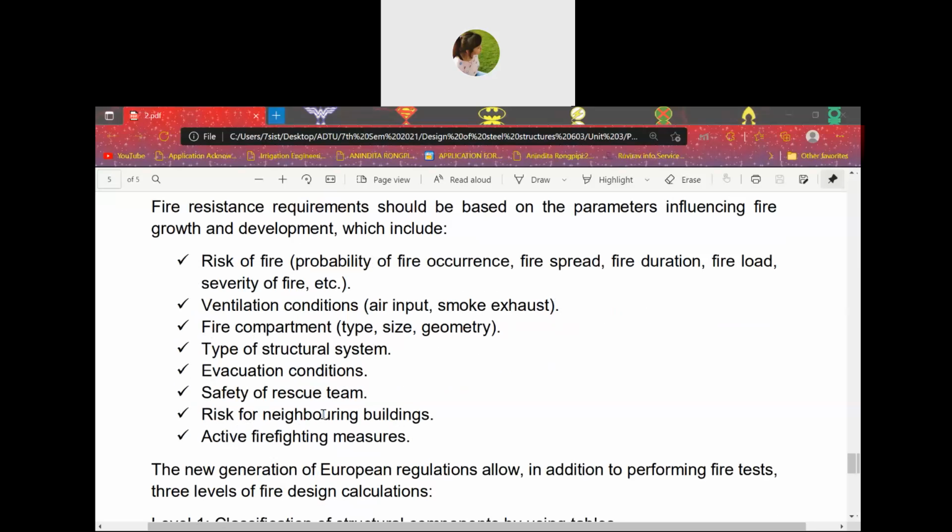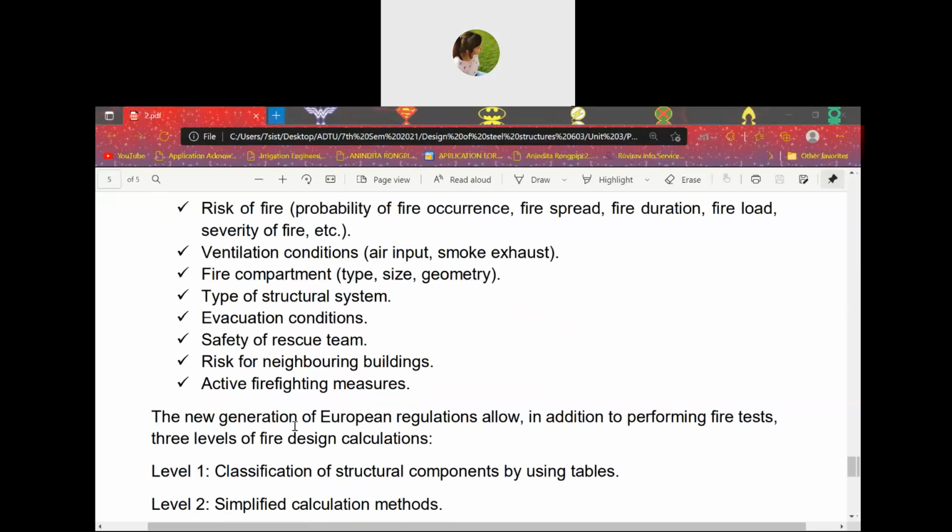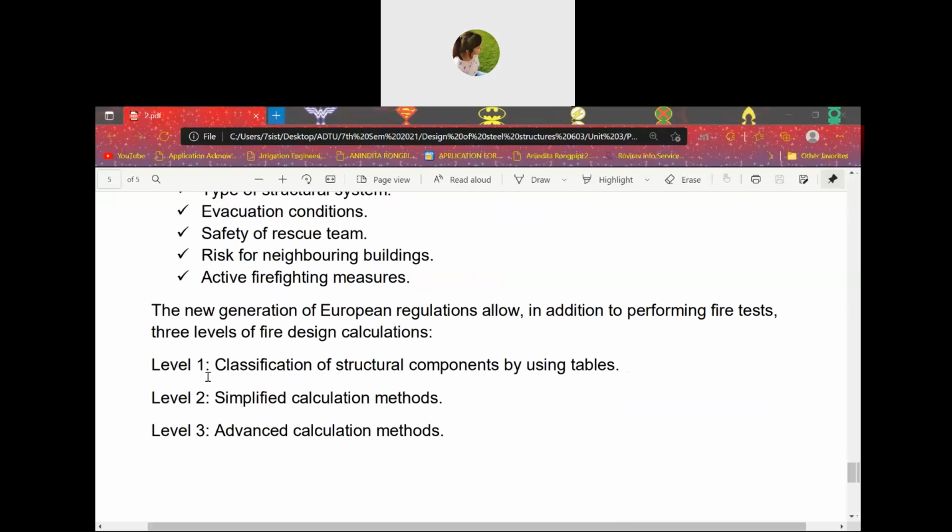The new generation of European regulations allows, in addition to performing fire tests, fire design calculations at three levels. Level 1 is the classification of structural components by using tables. Level 2 is simplified calculation methods. Level 3 is advanced calculation methods.